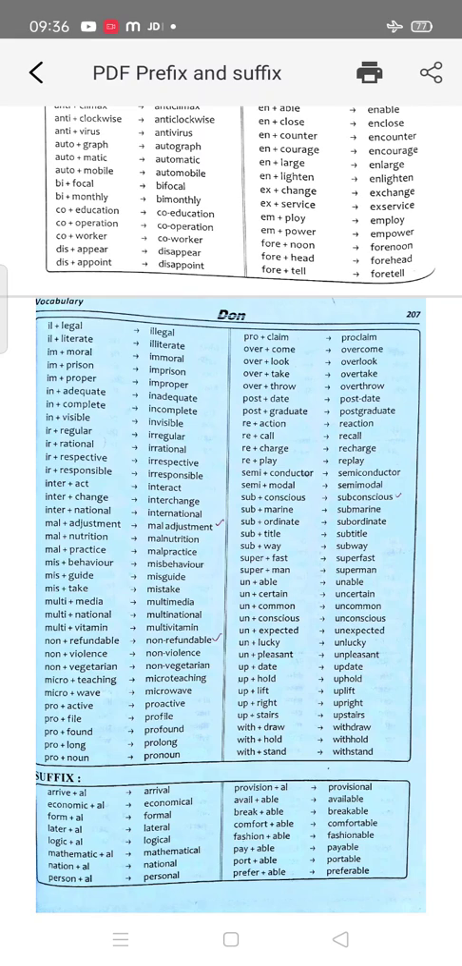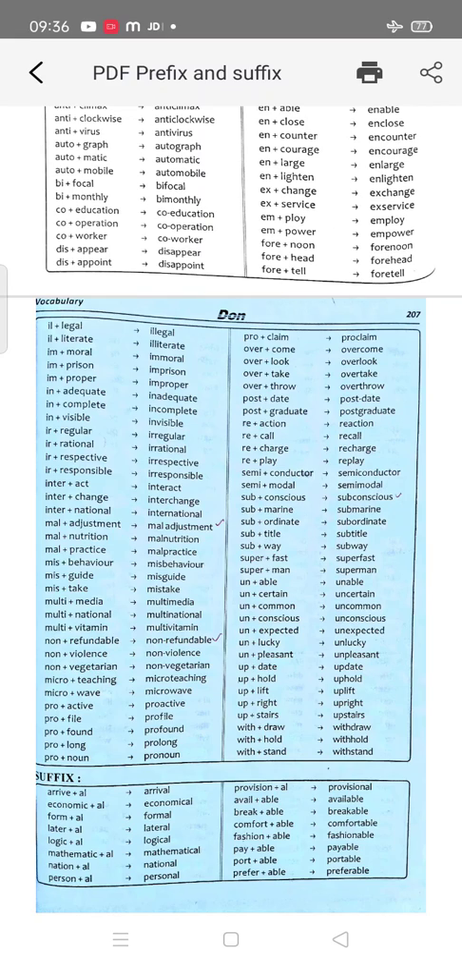National, multinational. Vitamin, multivitamin. Refundable, non-refundable. Similarly, when you add re before fundable, it will become refundable, just like that. Violence, non-violence.